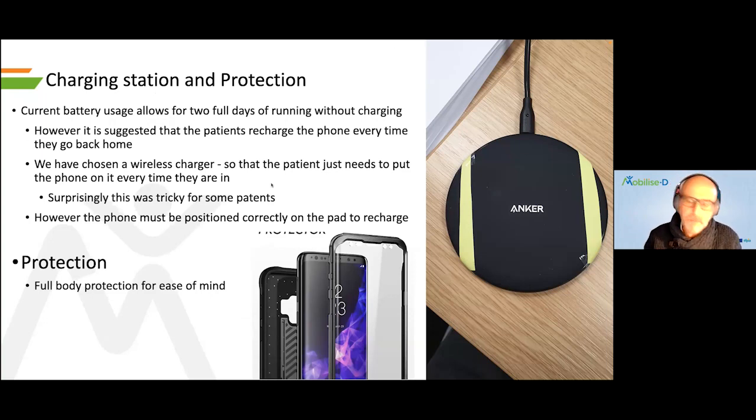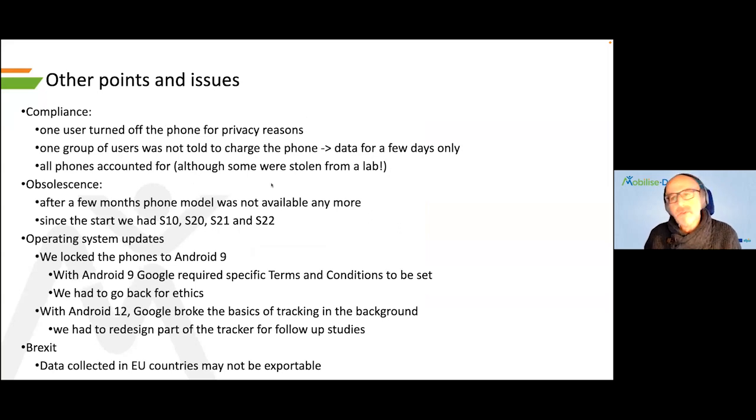Protection, we had to provide full protection to the phone. And there are lots of other things. So the first question you may have: did people charge the phone? Did people bring the phone with them? We had one user who turned it off for privacy reasons. They didn't want to be tracked. One group of users were not told to charge the phone, and because it is not your phone, you don't check it. It was completely black to them, so they didn't charge it. So we lose the data after a few days. But nobody stole the phones, and for all the rest, we had the data.